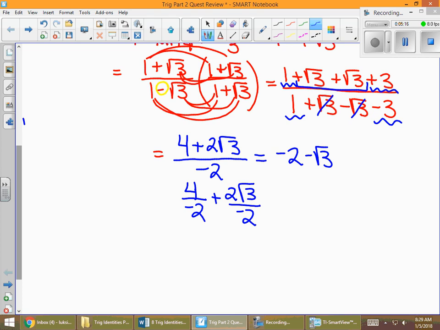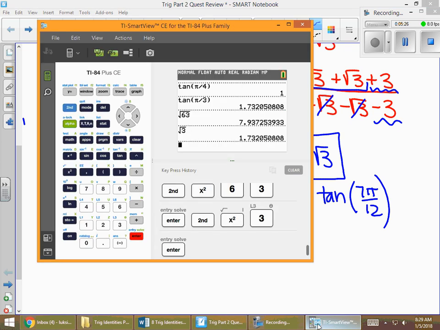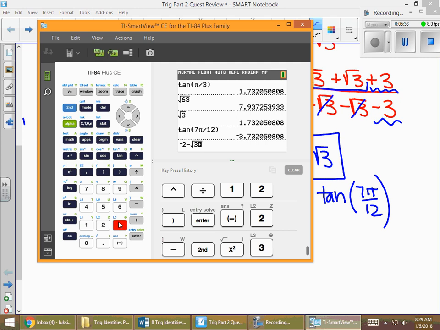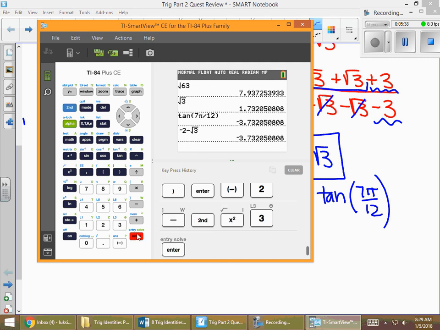All right, let's check it. So we said that this is tangent of 7 pi over 12. I'm going to make sure I get the same ugly decimal for both of those values when I put it in my calculator, and I do. Awesome.